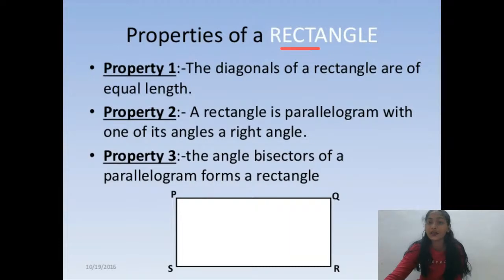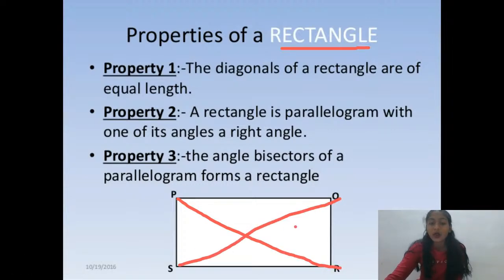Properties of rectangle. We've been learning this since like fifth standard, right? Rectangle, square, triangle, and all. So now let's study about properties of rectangle. First property is the diagonals of a rectangle are of equal length. So this means that the length of PR will be equal to length of SQ.